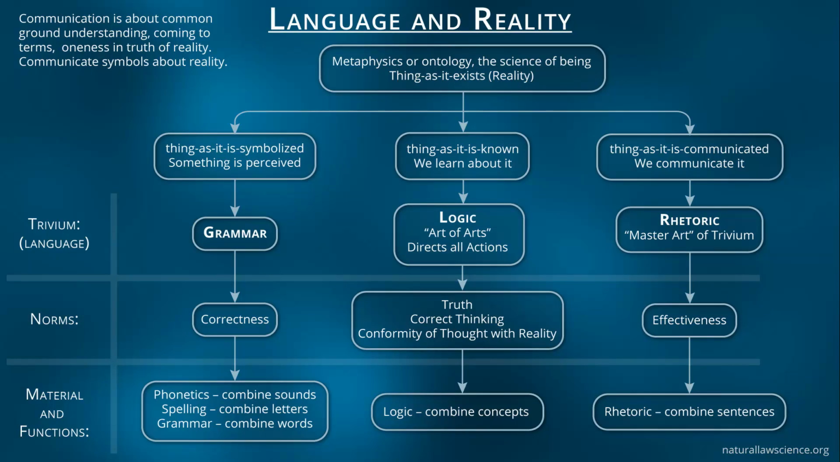So the material and function of grammar is phonetics, where we combine sounds. That's the way sounds sound. Spelling is the combination of letters, which are symbols to represent those sounds, and the grammar is the combination of words from those letters and all the other symbols. That's the grammar. Logic is where we combine the concepts, and the rhetoric is where we combine the sentences from the concepts and the grammar in order to output them and communicate to ourselves and others about reality.